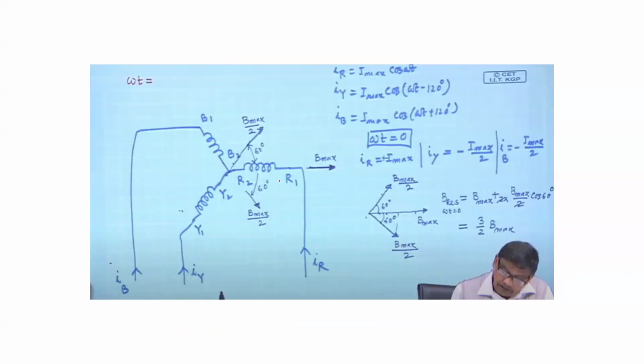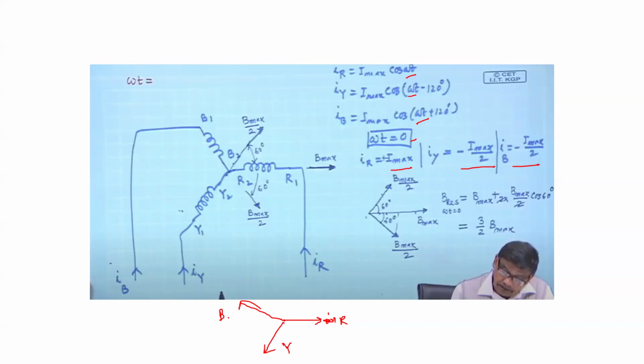What is happening to the magnitude? Let us say you take omega t equal to 0. What will be the instantaneous values of currents IR, IY, IB? If you put omega t equal to 0, you get IR as plus I max, IY as minus I max by 2, and IB as minus I max by 2. So this is R phase, this is Y phase, and this is B phase.